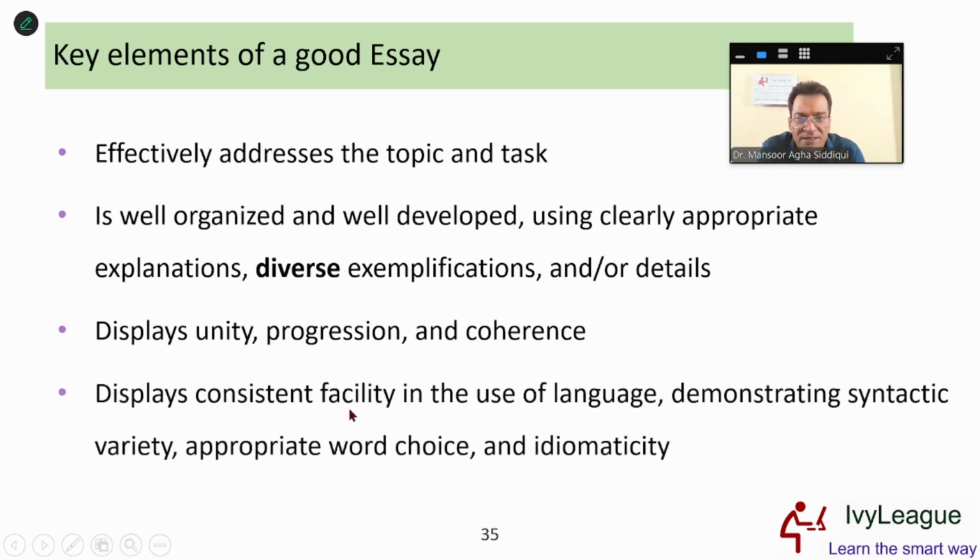It should display consistent facility in the use of language, demonstrating something called syntactic variety, which we're going to work upon. You need to have not only a good vocabulary, but you need to choose which right word would convey whatever you're trying to convey. And use of the right idioms is also something which is required. People who are good at language always speak idiomatic language.